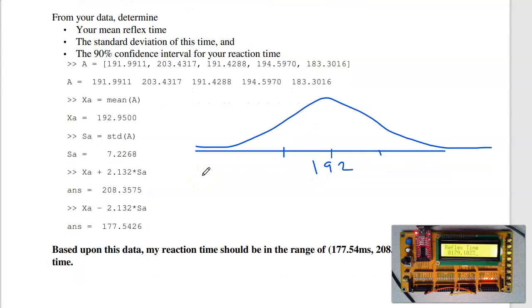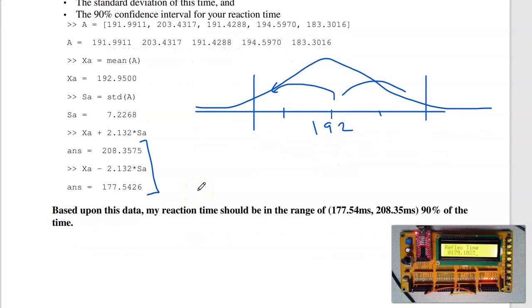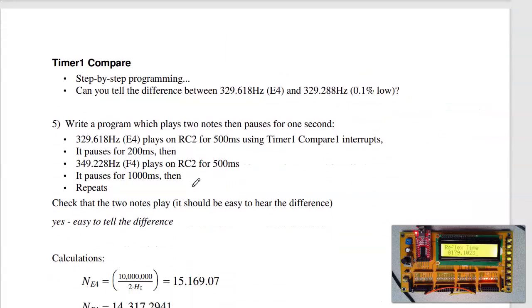Doing a t-test with 5% tails, sample size of 5, meaning 4 degrees of freedom. I need to go left and right. 2.12 standard deviations from the mean. Gives me the 90% confidence interval of 177 to 208. So 90% of the time, that should be my reaction time. Okay, so that was the first one. Just kind of having fun with Timer1 Capture. With Timer1 Capture, you can measure time insanely accurately.